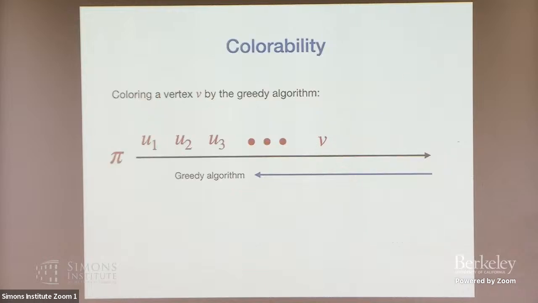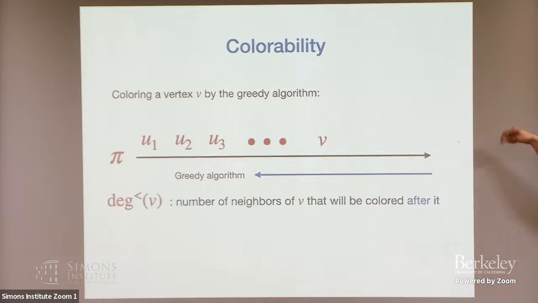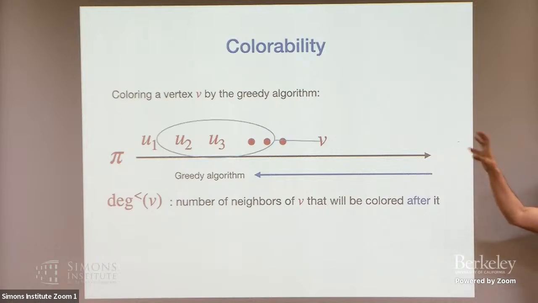The other one is, let me convince you that whenever you are at a vertex, you can color it, okay? And remember, this is the permutation going in this order, while the greedy algorithm goes in the opposite order. Let's say you're at a vertex. Let's define its back degree as its degree to the vertices that appear before it in the permutation, which means that they are colored after this vertex by the greedy algorithm. So some of your neighbors are going to be colored after this vertex V.